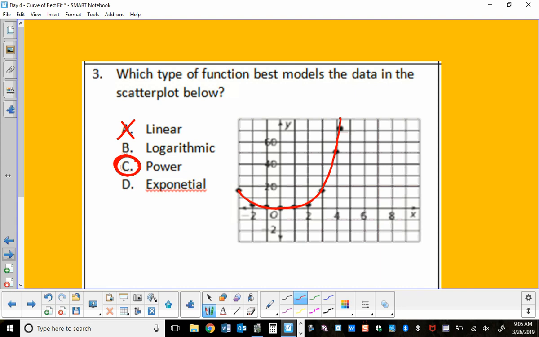It could have been exponential if this last dot wasn't there, because it looks like it will be getting close to an asymptote, like here. But that last dot there skews it away. It kind of shapes it differently.